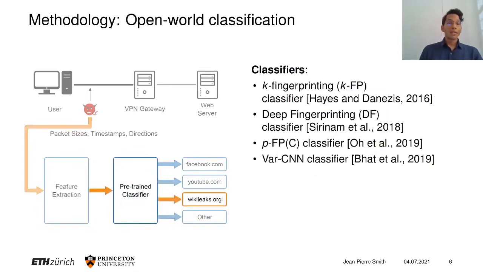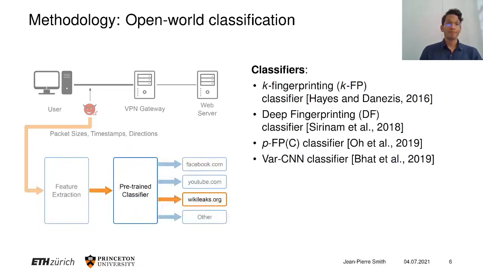Now, for the classifier itself, we use the KFP, DF, PFPC, and VARCNN classifiers, which are all modern website fingerprinting classifiers, the latter three of which are all deep learning classifiers, and therefore learn features from the raw data. This is effective in this setting where the traces belong to two different protocols, and therefore different features may need to be learned.